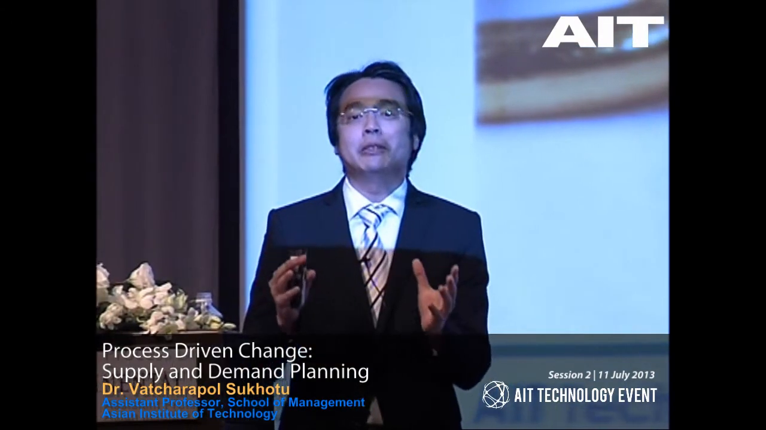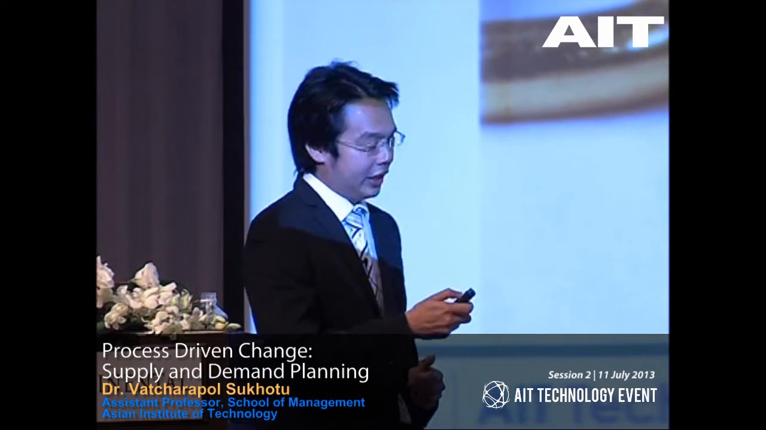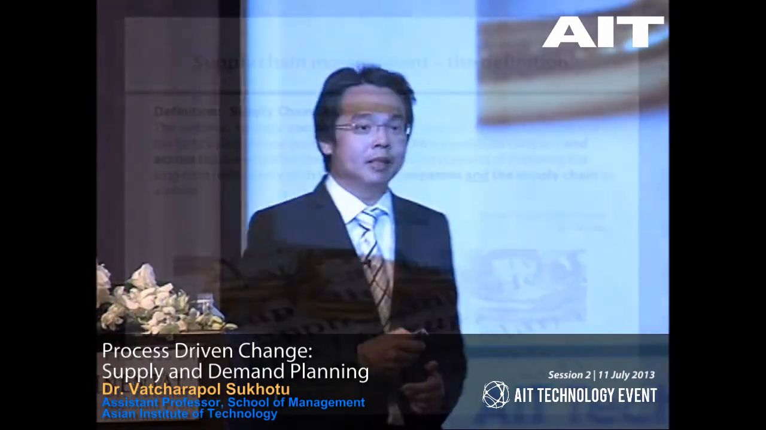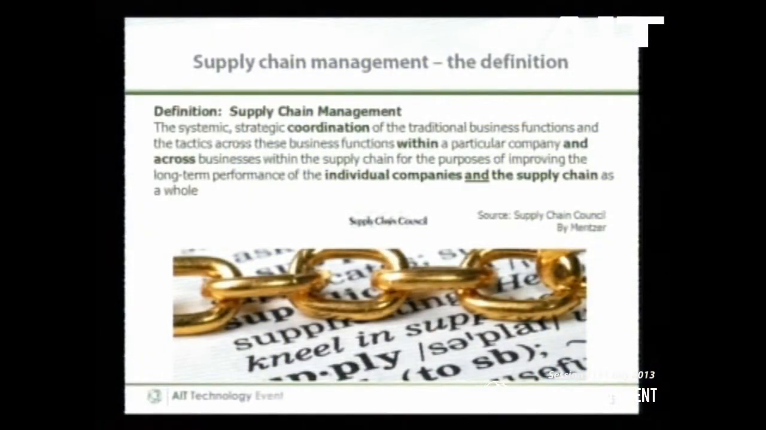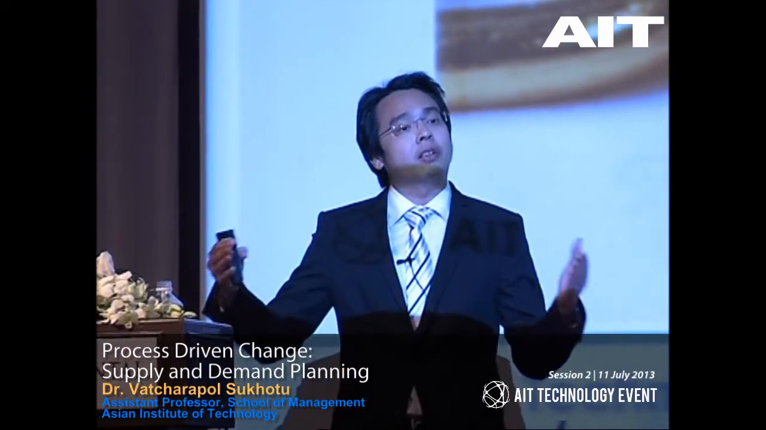So I'm just going to highlight the key words. So the key word is coordination. Okay? So the words before that, like strategic, systematic, are just to make this word look better. But in fact, just coordination. So supply chain management is about coordination. Okay? And it's not only within a particular company or organization, it's across the businesses in the supply chain, meaning from the source to the consumer. Okay, so it's the whole. That's very ideal. Okay, somewhere, somehow we need to start.